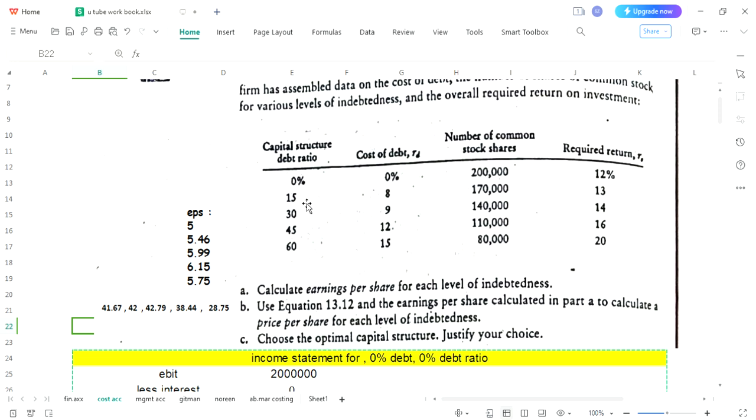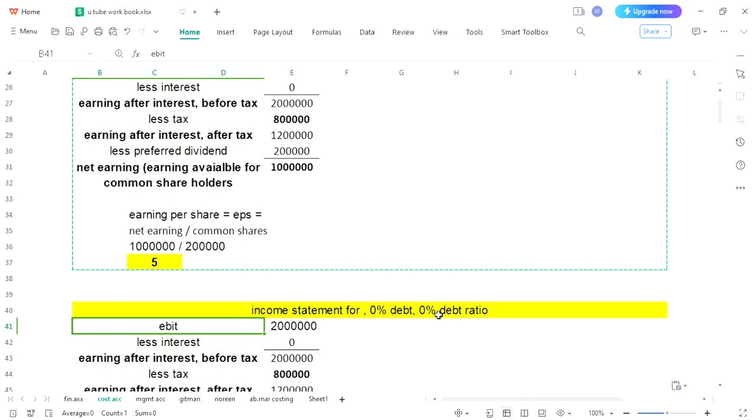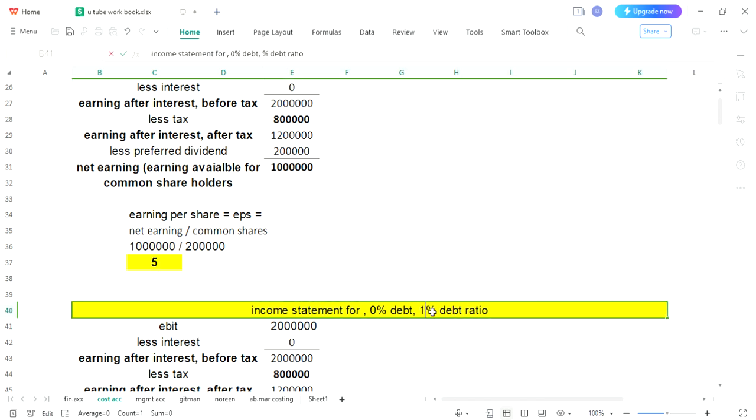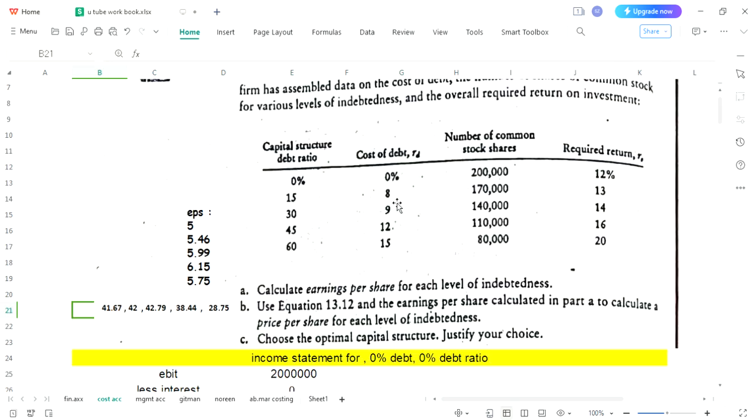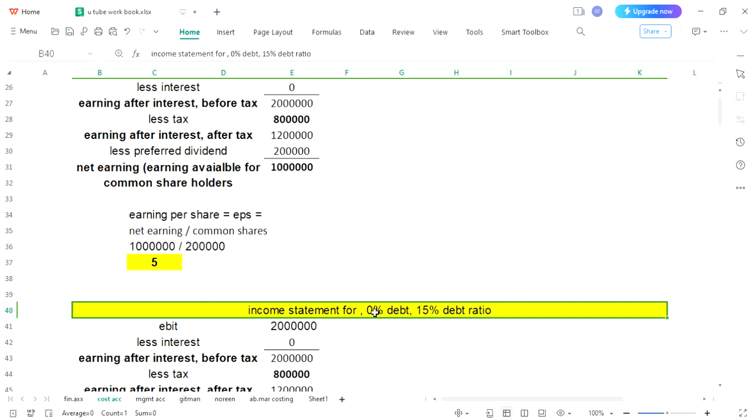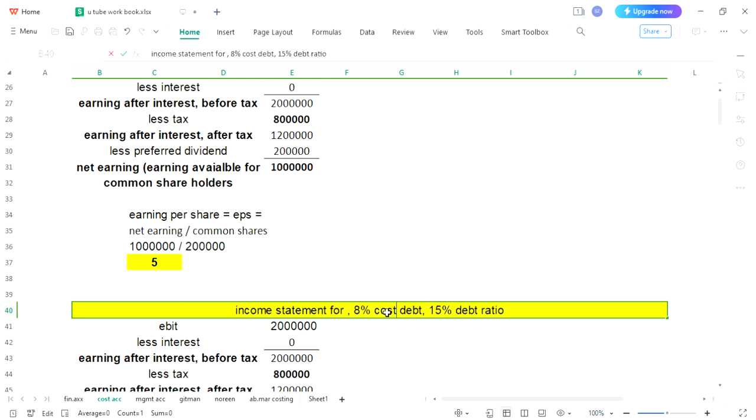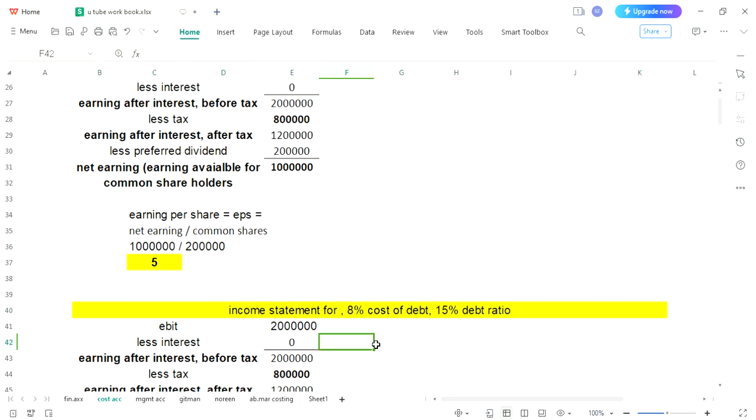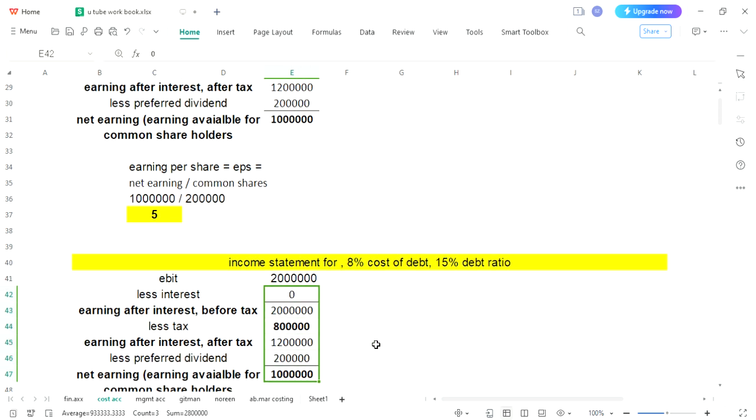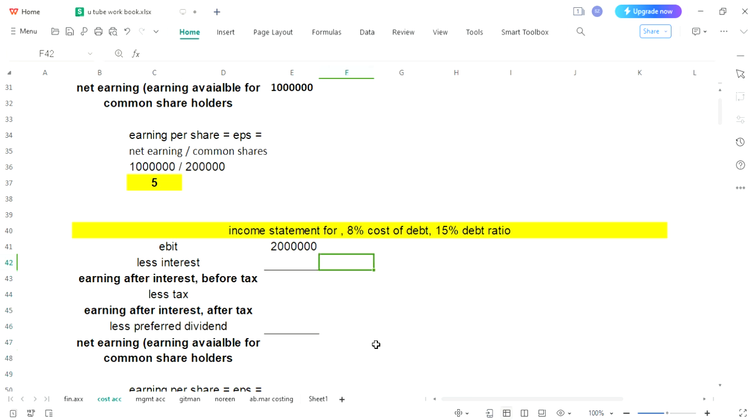And here, check it out. Capital structure and debt ratio is 15%. So we will change it. Debt ratio is 15%, and cost of debt is 8%. So here you will change cost of debt to 8%. So guys, what you will do, your EBIT would be same, but here you will calculate your interest. Remaining amount would automatically be changed. We are going to delete it.